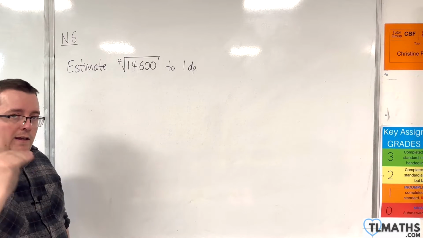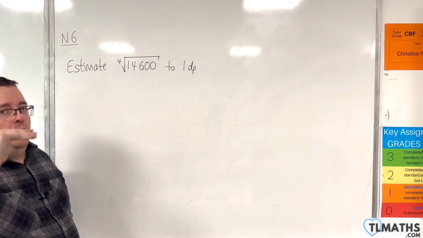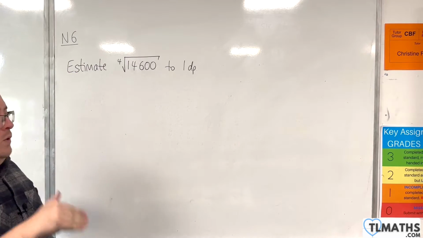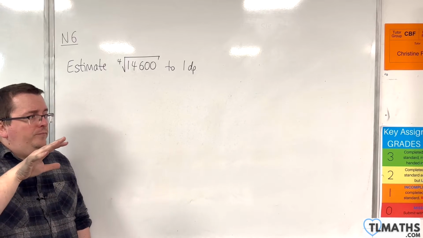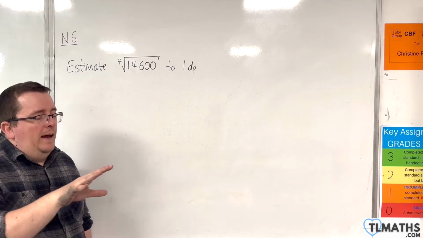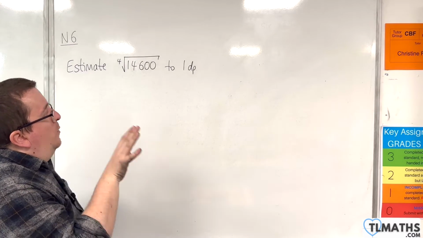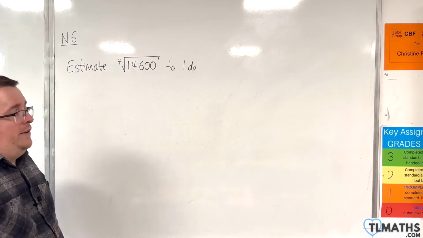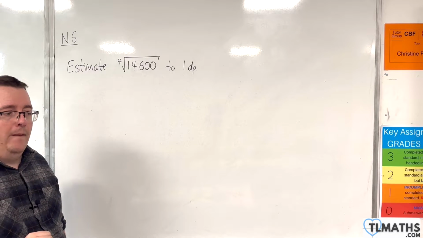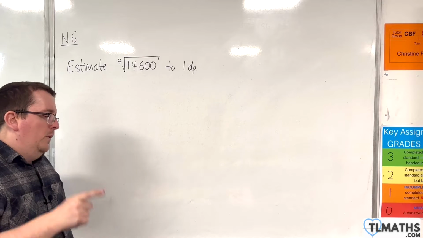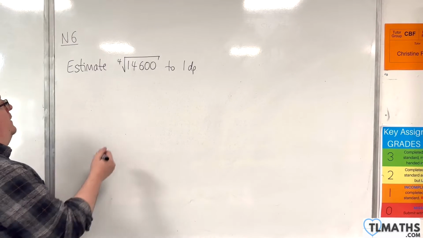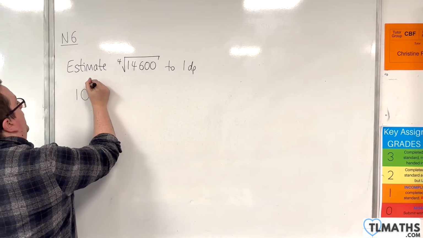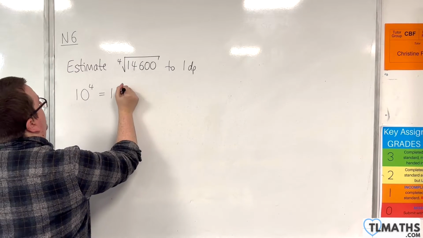But me being the glutton for punishment, I'm going to work out what this is to one decimal place in this video. It's all good practice, isn't it? And I'm just going to make sure I know what it is to one decimal place. Okay? So, first of all, is spotting that 10 to the power of 4 is 10,000.